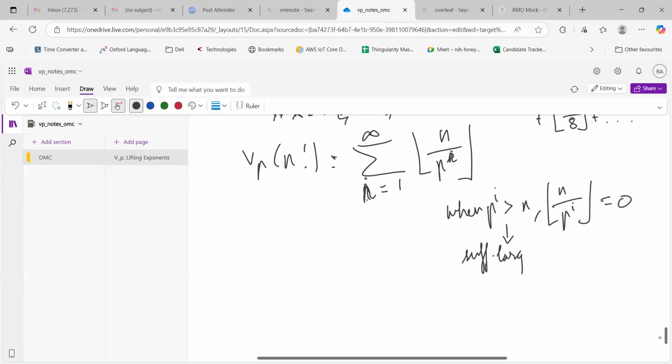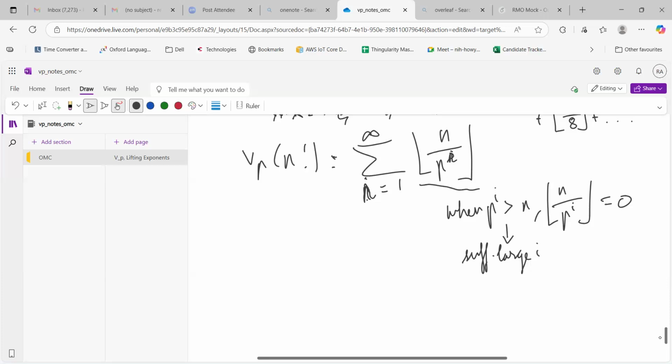Sufficiently large i. So that would mean that there are only finitely many i such that this floor of n by p power i is non-zero. That would show that this is finite. So has everyone understood everything till here? Yes, sir.